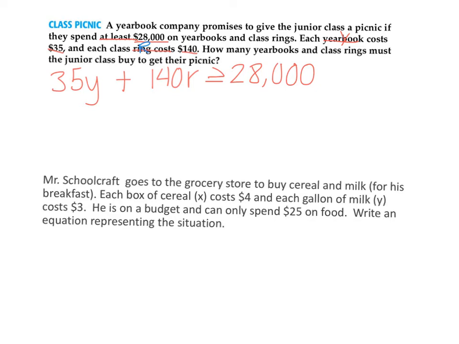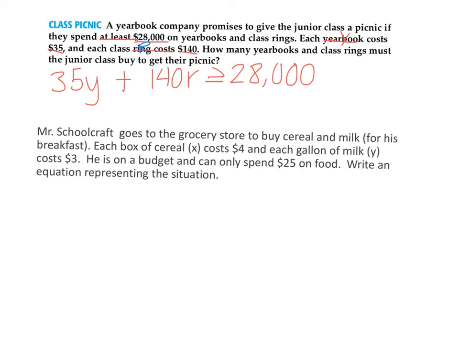So for the second problem, Mr. Schoolcraft goes to the grocery store to buy cereal and milk for his breakfast. Each box of cereal costs $4, and each gallon of milk costs $3. He is on a budget and can only spend $25 on food. Write an equation representing the situation. So we want to spend no more than $25, and we're actually going to write an inequality, not an equation.